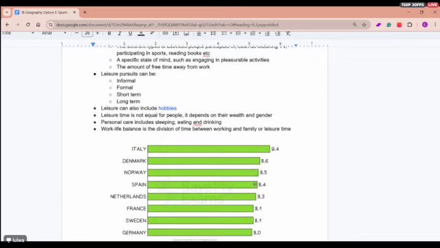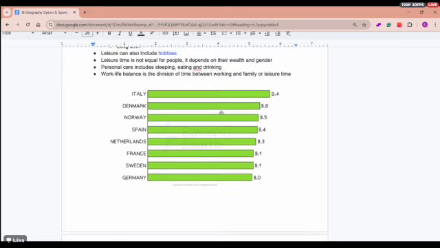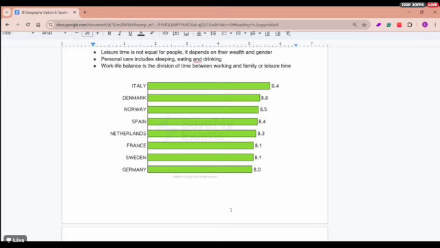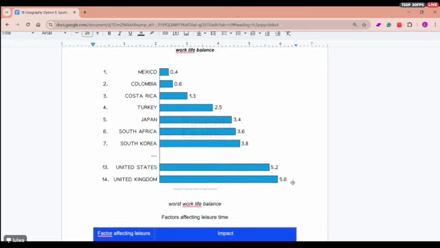However, leisure time is not equal for people. Of course, it depends on your wealth, your gender, and personal care includes self care. So, sleeping, eating, drinking, and so on and so forth. And as you can see here, different countries have a different form of work-life balance. And so this is a work-life balance index. These are the top 8 countries with the best work-life balance in the world, meaning that they allow their employees to both work and enjoy their free time off. And these are countries with the worst ones. As you can see, the rating is a bit much lower than the other ones.